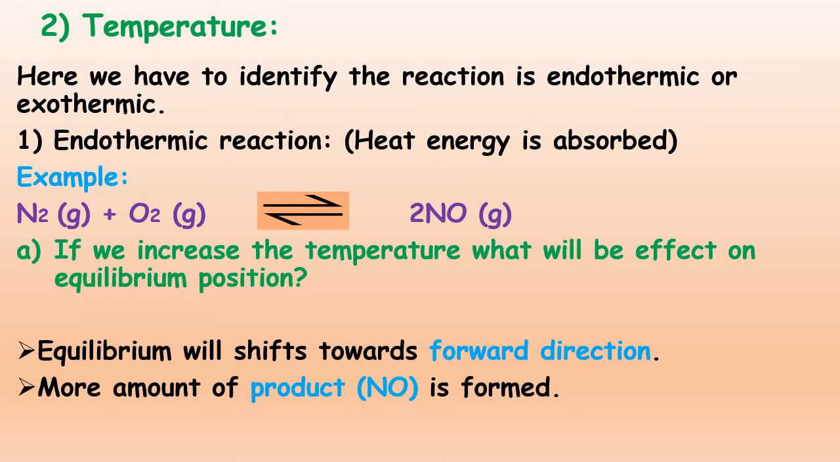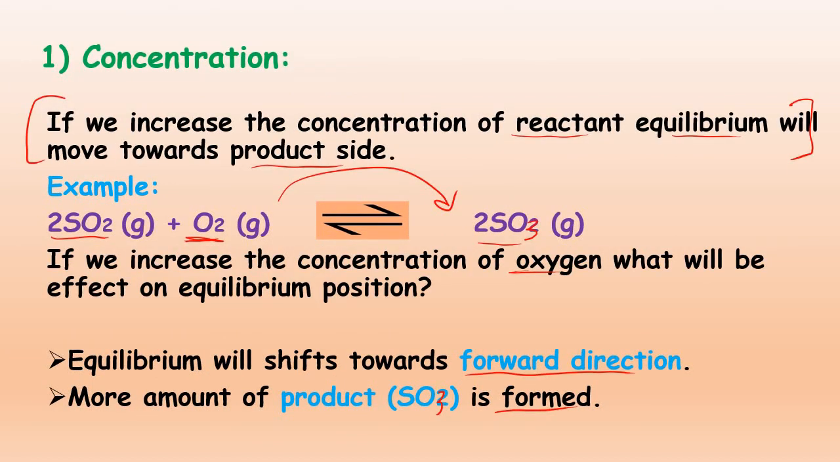This was about increasing the concentration. If we decrease the concentration, what will happen? For example, if we decrease the concentration of oxygen, it will move again in the backward direction, meaning to the reactant side.